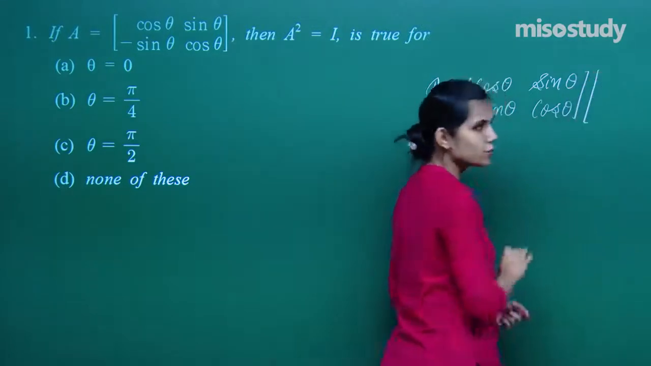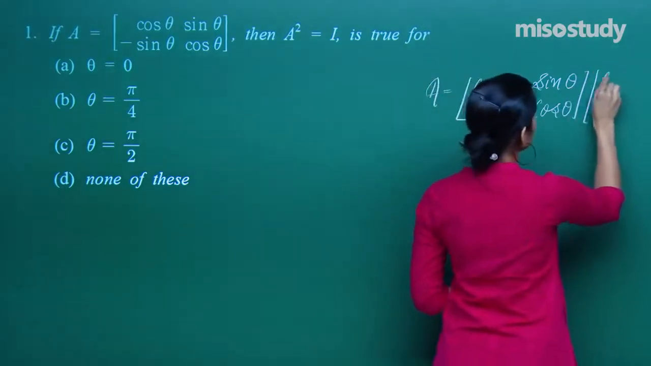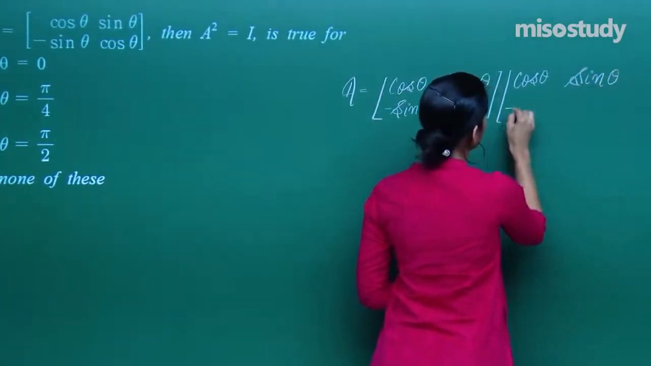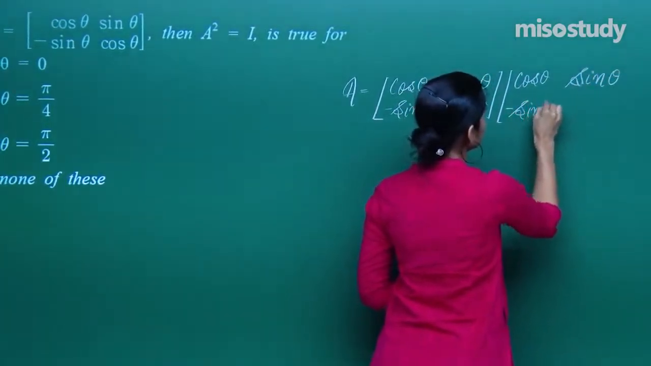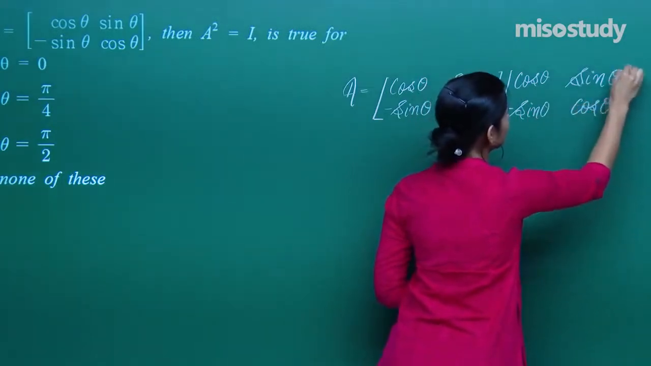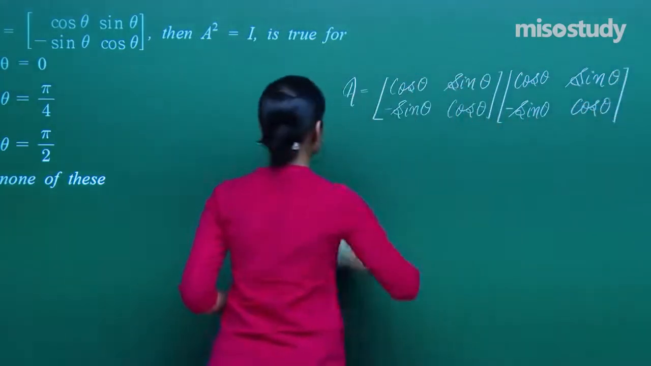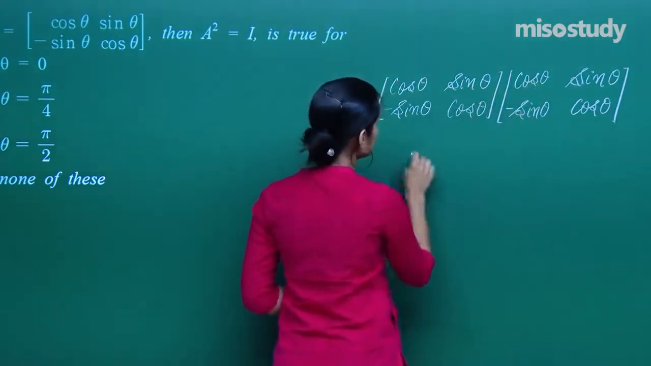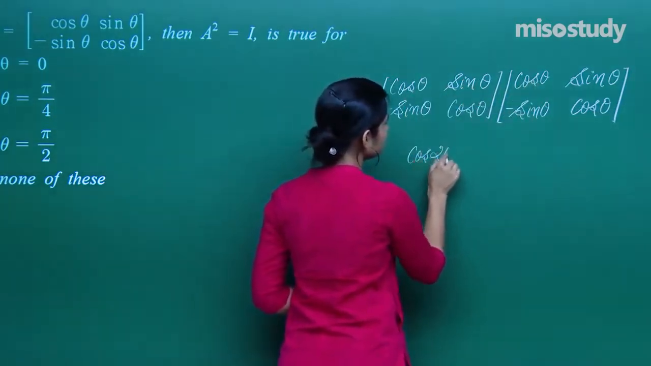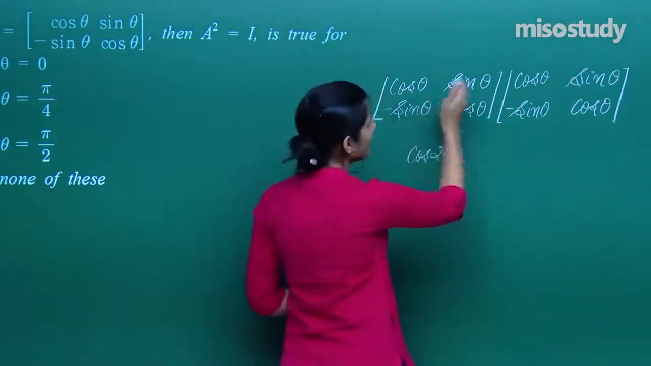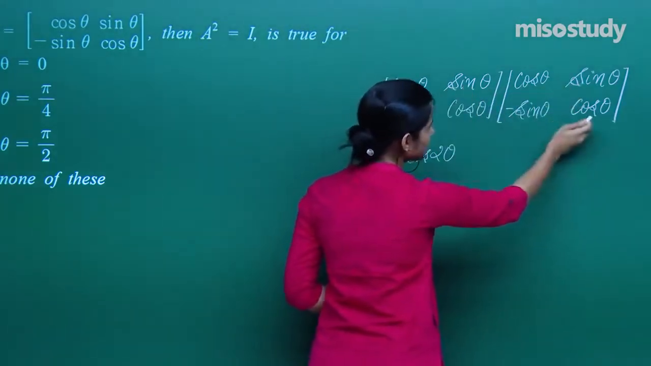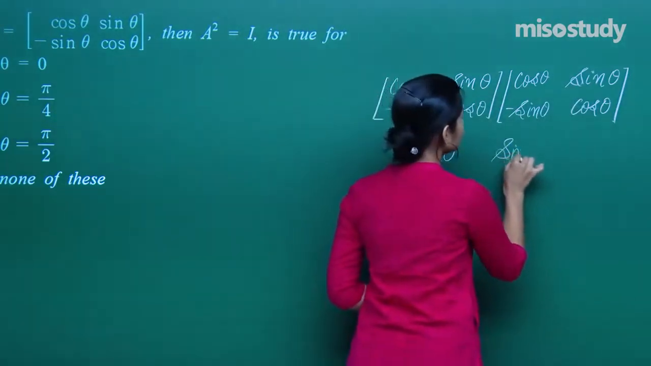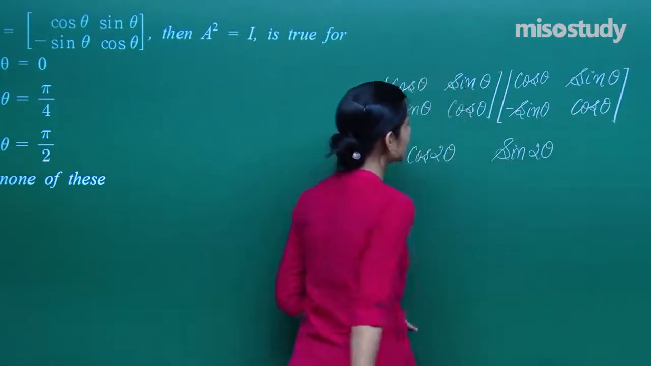If you take its product with itself because you want to compute A square, you again write the same matrix. What is it that you will be getting? Cos square theta minus sin square theta is cos 2 theta. Then you have cos theta sin theta plus sin theta cos theta. Sin A cos B plus cos A sin B is sin of A plus B, sin of theta plus theta, sin of 2 theta.